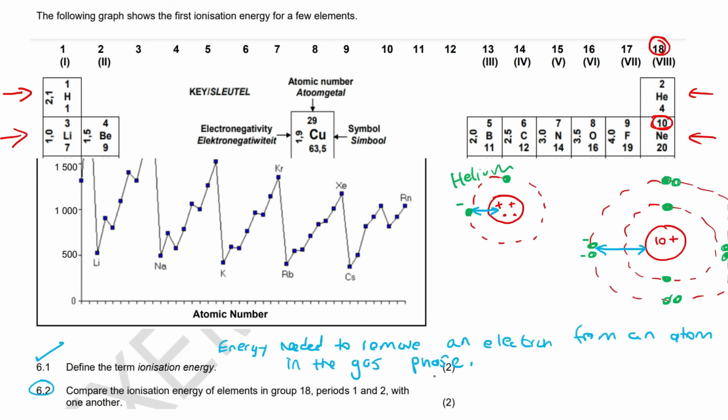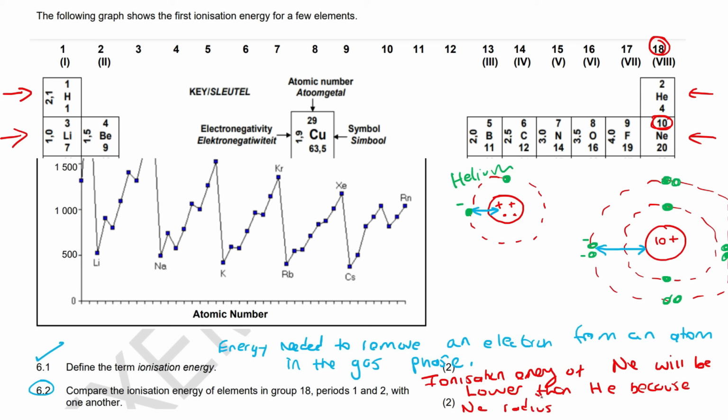So we can just say that ionization energy of neon will be lower than helium, because neon radius, remember this is the radius, is larger than helium. That's all we need to say, because it's only for 2 marks. Okay.